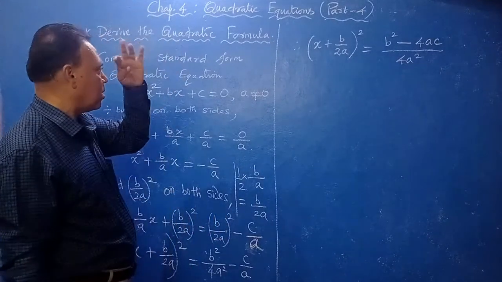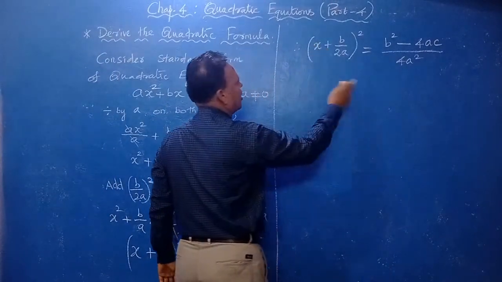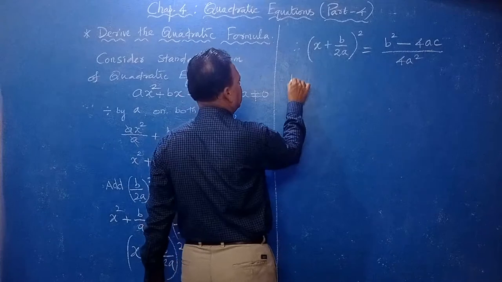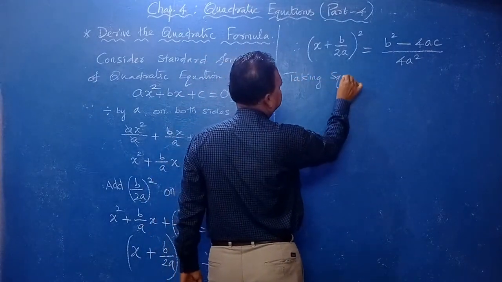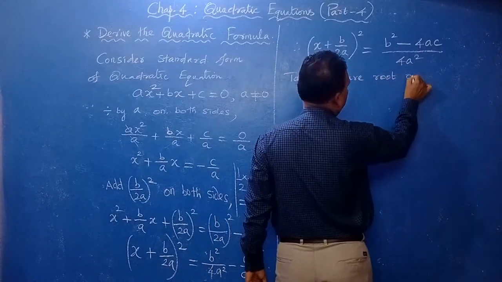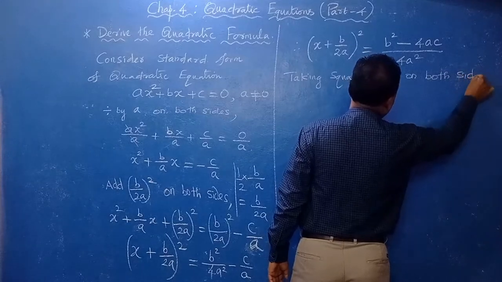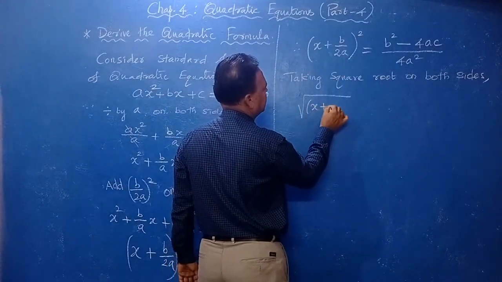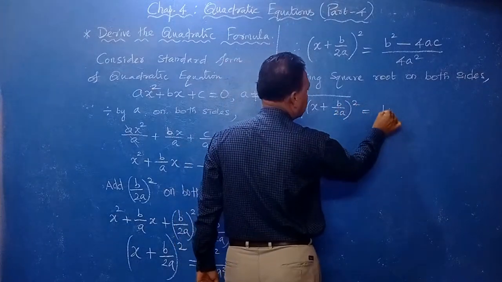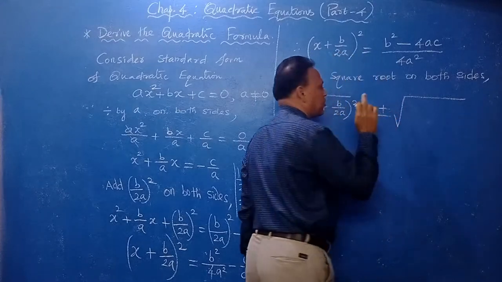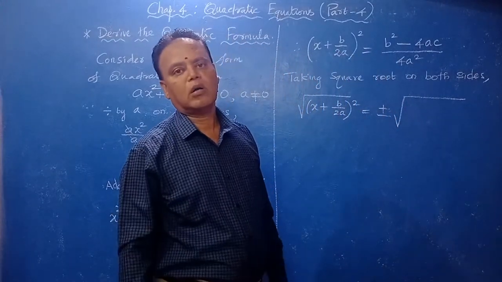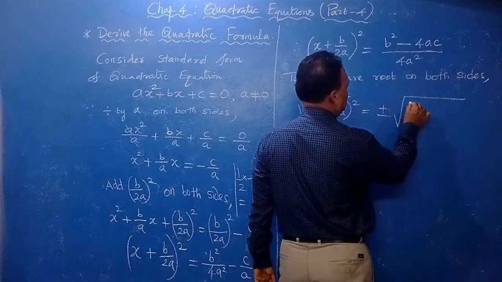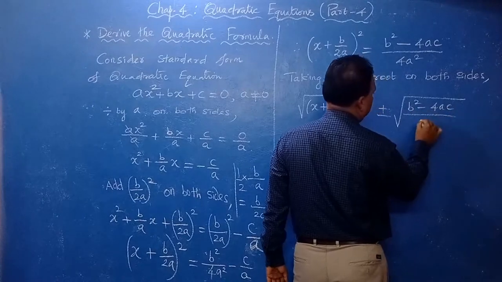Here you see. Taking square root on both sides, because to remove this square, you have to take square root on both sides. What will you get? Root 2. x plus b by 2a the whole square plus or minus in the right hand side, that is the rule. Whenever you are taking square root on both sides, in the right hand side you have to write plus or minus. Two values you will get, one is plus, another one minus. That is the rule. b square minus 4ac by 4a square.